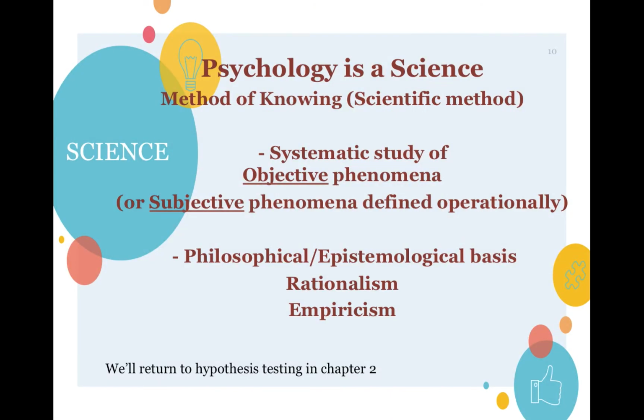So psychology is a science, and a science is a method of knowing. There are other methods of knowing, and we'll talk about them when we talk about research methods. But basically, the scientific method involves the systematic study of objective phenomenon and sometimes of subjective phenomenon that have been defined operationally. That's a big distinction. It's philosophical or epistemological basis in terms of ways of knowing. It involves both rationalism, the use of reason to know, and empiricism, using your five senses to know. So we'll return to all this stuff into hypothesis testing in chapter 2.